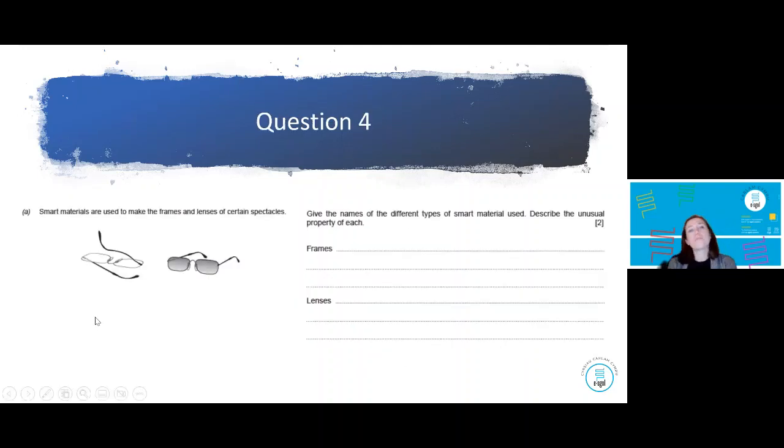Question number 4. Smart materials are used to make the frames and lenses of certain spectacles. Give the names of the different types of smart material used and describe the unusual property of each. So have a look at those spectacles. We want the different types of smart material used in those two and describe the unusual property of each. Okay, off you go. You've got around a minute.